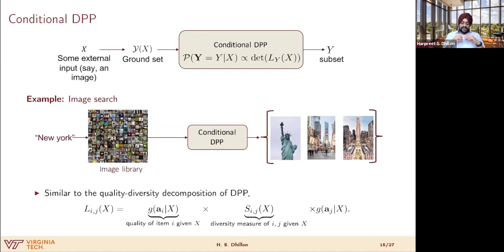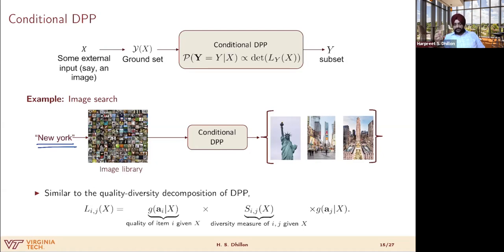Okay, so what we now really need is not a DPP, but a conditional version of DPP. Why do we need that? Let me explain through an example from machine learning, because it is a pictorial example, so it will be easier to explain that way. Let's say you have a large image library, and the goal is to show some images from that library based on the input given by the user. Let's say the user input is New York. Then obviously the goal is to show some good images of New York.